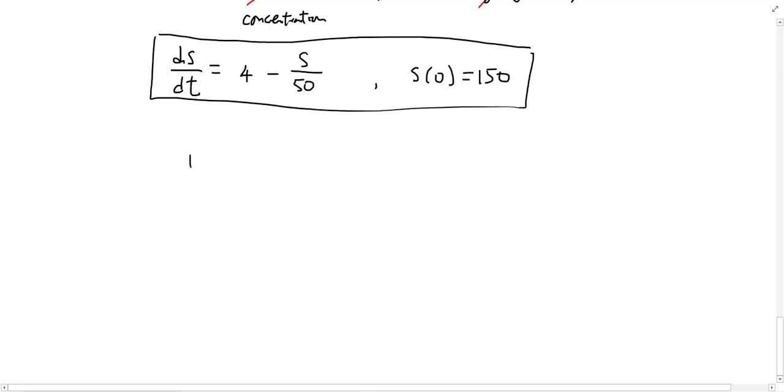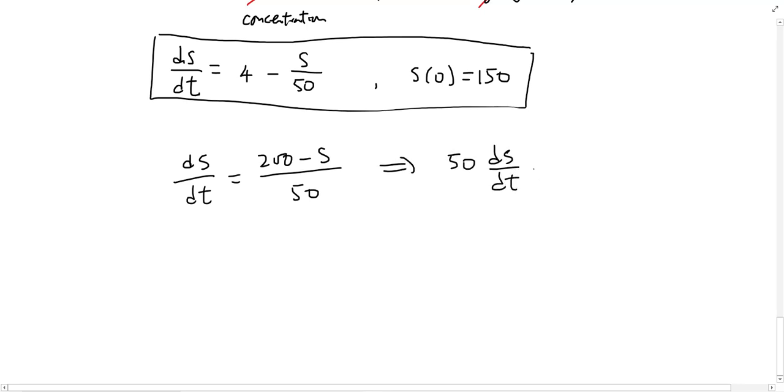Simple. The first thing I'm going to do is combine these two fractions together. If I do that, I would have 200 minus s. And then I'm going to move the 50 over to the other side, and therefore become 50 ds over dt. Oh, I'm sorry. I'm going to leave the 50 over here because I need the 200 minus s to the other side. So I'm going to move the 200 minus s to the other side, becoming 1 over 200 minus s is equal to 1 over 50 on this side.